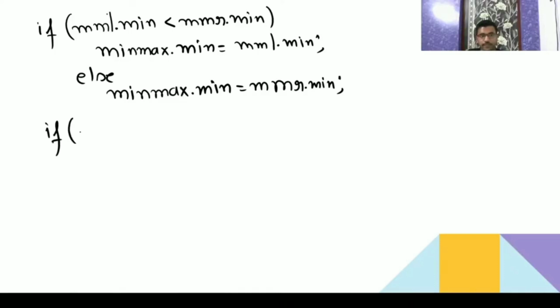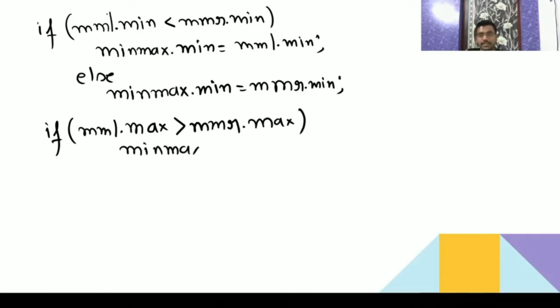Now if mml max is greater, so this was the l, this will be the r, so right hand side max. If left hand side max is greater, then maximum of the whole array is going to be this one, mml max.